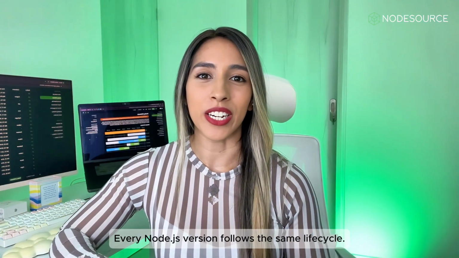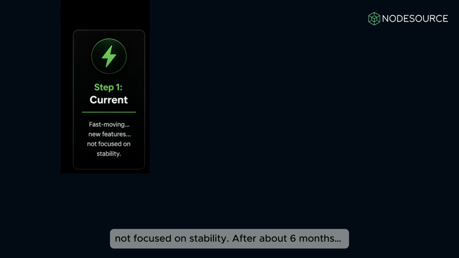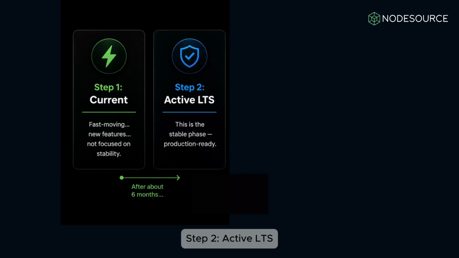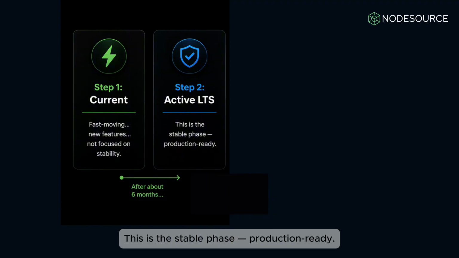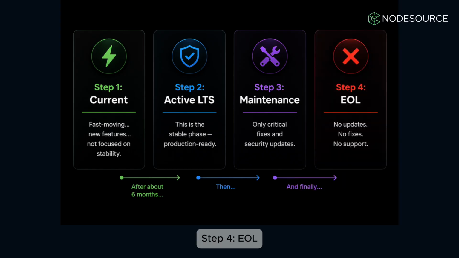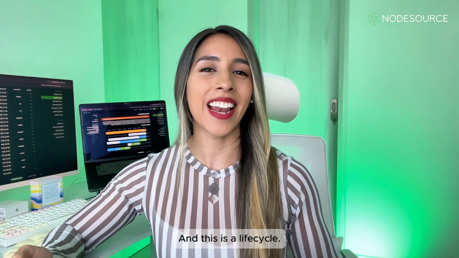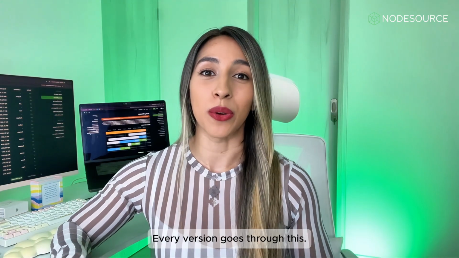Now, this is where everything clicks. Every Node.js version follows the same life cycle. Step 1. Current. Fast moving, new features, not focused on stability. After about 6 months, step 2. Active LTS. This is a stable phase, production ready. Then, step 3, maintenance, only critical fixes and security updates. And finally, step 4, EOL, no updates, no fixes, no support. And this is the life cycle. Every version goes through this.